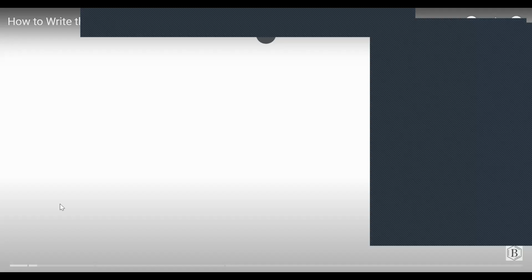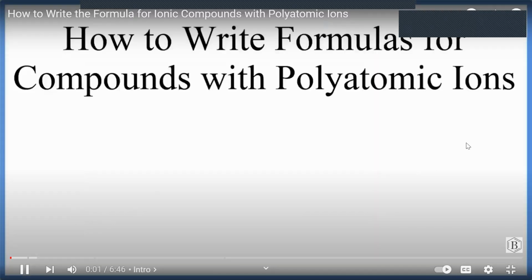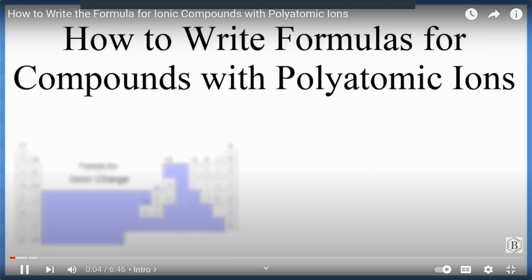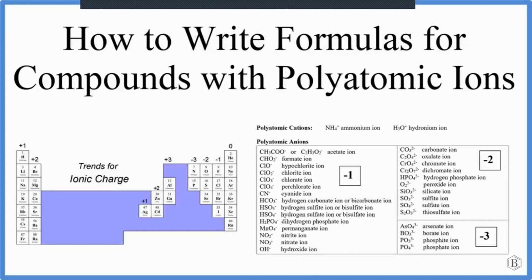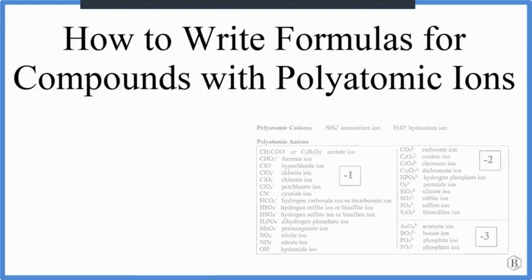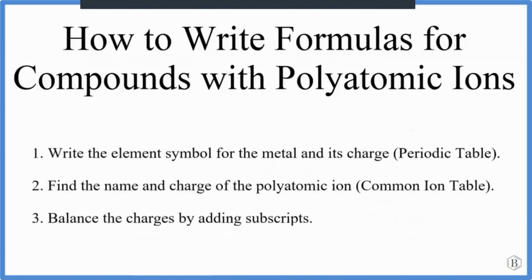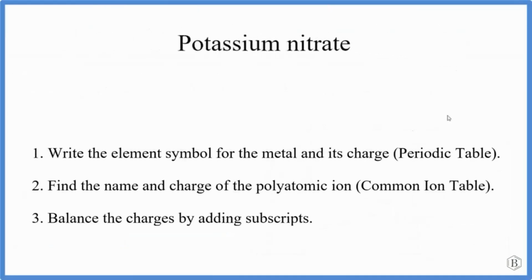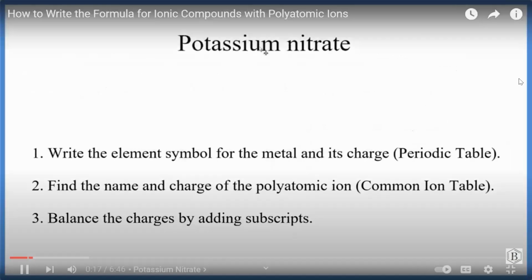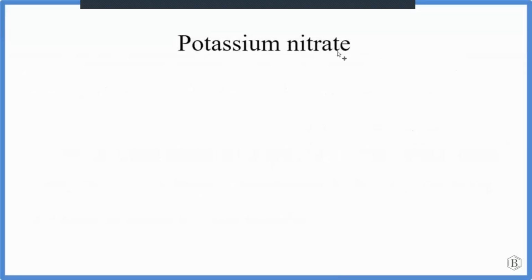I still want you to watch this video. To write the formula for compounds with polyatomic ions, we'll use the periodic table and a list of common polyatomic ions. We'll follow some simple rules here to guide us. So let's try one. We'll write the formula for potassium nitrate. For potassium nitrate, we know potassium is a metal, and nitrate is a group of nonmetals, a polyatomic ion. And we know that because it ends in ATE.